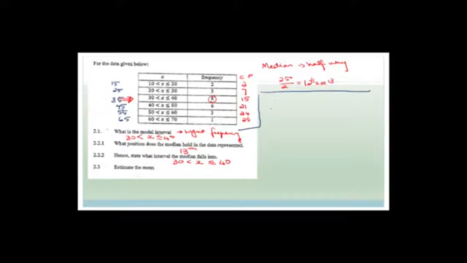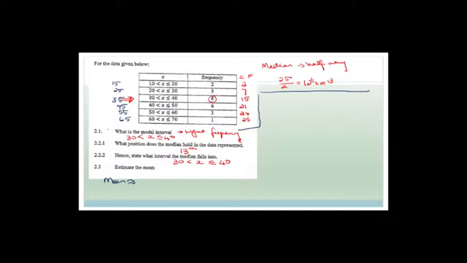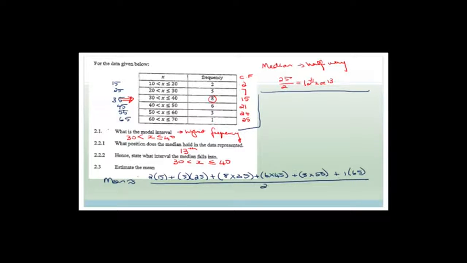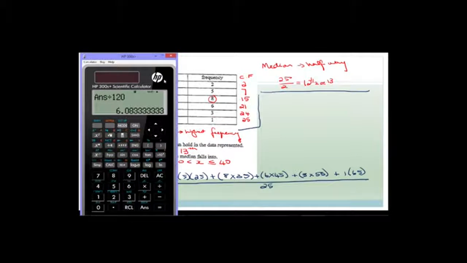So now, do you agree that we've therefore got, let me find space to write this, the mean approximately is 2 times 15, plus 5 times 25, plus 8 times 35, plus 6 times 45, plus 3 times 55, plus 1 times 65, all over the total, which is 25. So we need a calculator out again. Okay, so what do we have?